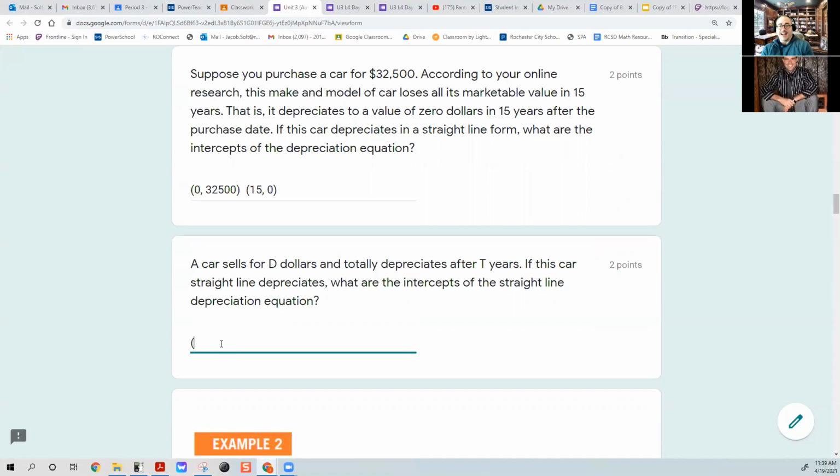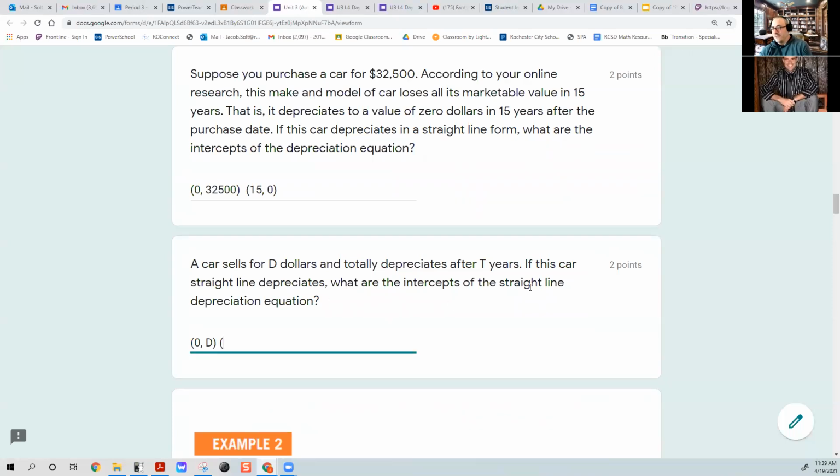A car sells for $D. So I know it sells at $D. So I know that when this function begins, time is 0, comma, capital D. That's how much it sells for. That's my first coordinate point. When time is 0, when this thing starts, how much does it sell for? $D, they told me. I don't know what the value of D is, but whatever it is.